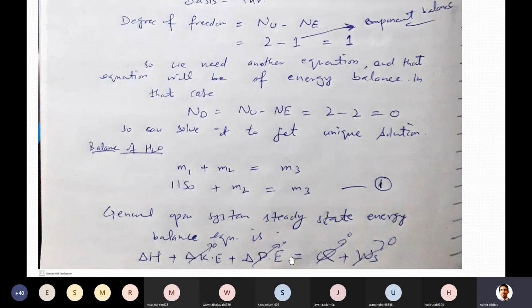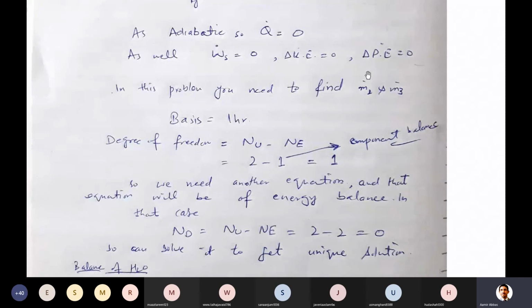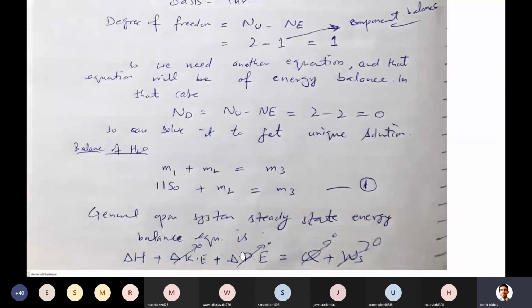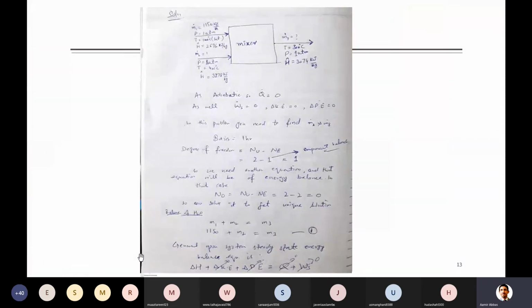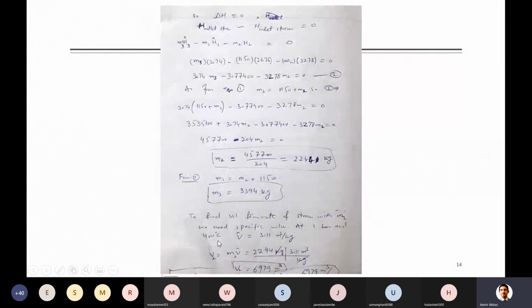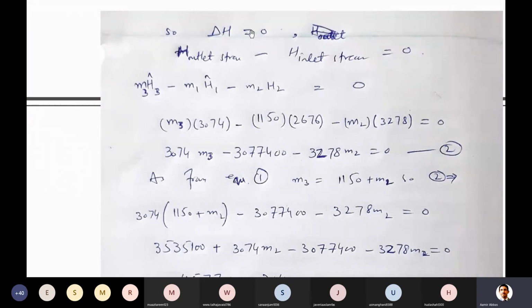Next equation, as I said, I can write for the energy balance, so you will write the complete equation. But in this equation I already talked about these 4 terms: Q, W, change in kinetic and potential energy. These 4 lead to 0 because they were ignorable. Only the change in enthalpy is left, so change in enthalpy is equal to 0. This will become your equation because all the other 4 are 0.